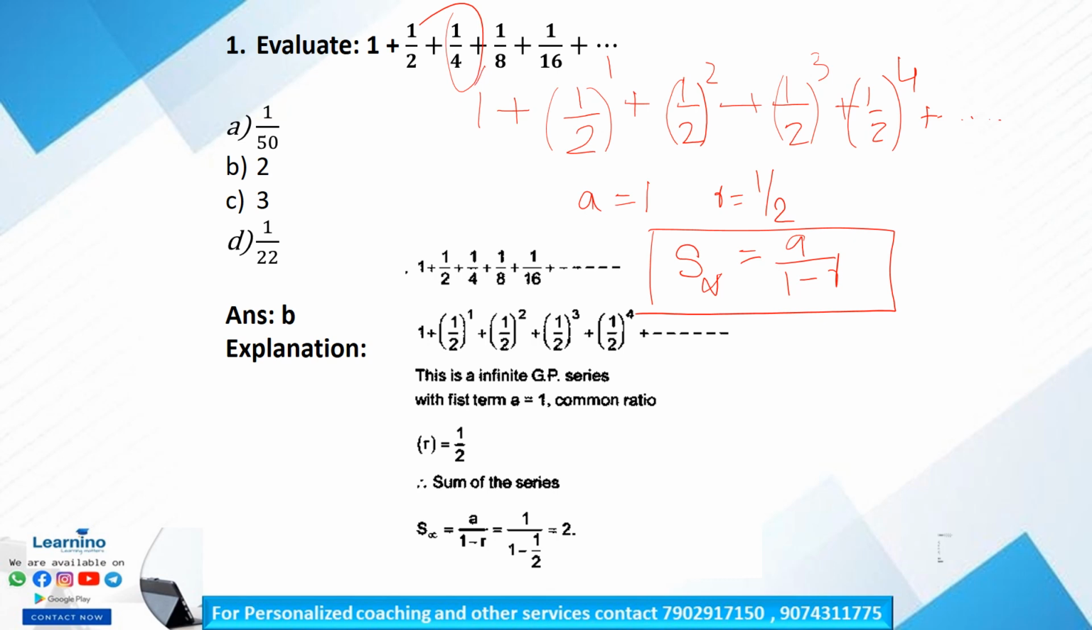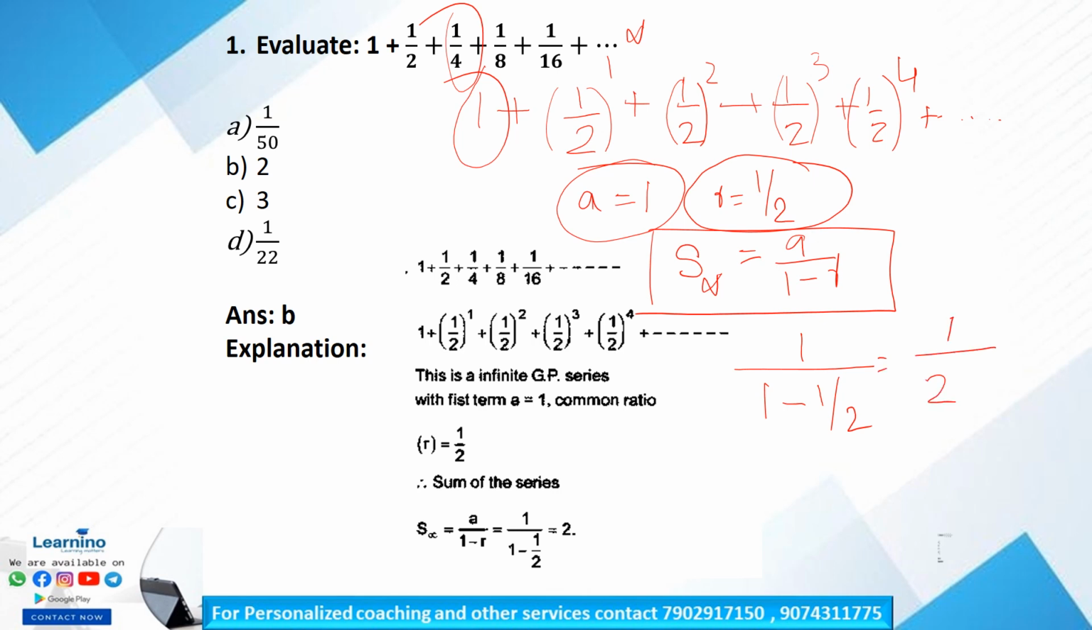For the first term 1, the common ratio is 1 by 2 divided by 1, that is half, and the first term is 1. Therefore, what is the sum of the series, 1 plus 1 by 2 plus 1 by 4 plus etc. up to infinity? S of infinity is a divided by 1 minus r. What is a? It is 1. So 1 by 1 minus 1 by 2 is 1 by 1 by 2, which is equal to 2. So our answer is option B, 2.